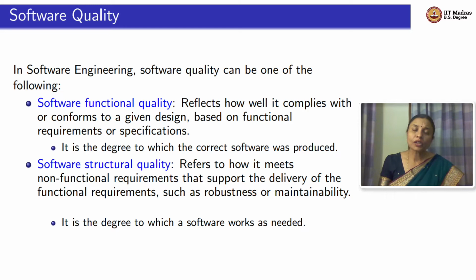The next is related to the structural properties of software. We call that structural quality. This talks about how robust a software is, how easy it is to maintain a software, how pleasing is it in terms of its user interface, how fast it is in terms of its response, how portable it is in terms of working with different operating systems or web browsers. So these deal with not the core functionality of a software, but more of its non-functional requirements.